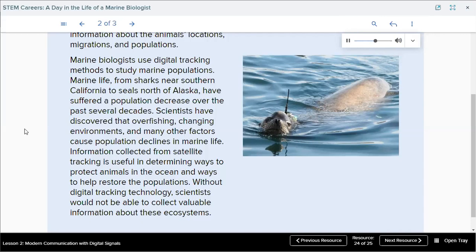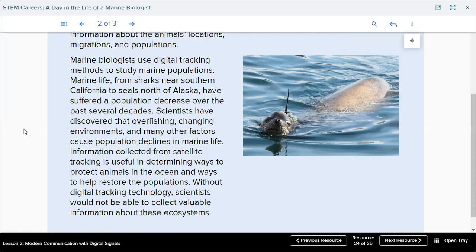Marine life, from sharks near Southern California to seals north of Alaska, have suffered a population decrease over the past several decades. Scientists have discovered that overfishing, changing environments, and many other factors cause population declines in marine life. Information collected from satellite tracking is useful in determining ways to protect animals in the ocean and ways to help restore the populations. Without digital tracking technology, scientists would not be able to collect valuable information about these ecosystems.